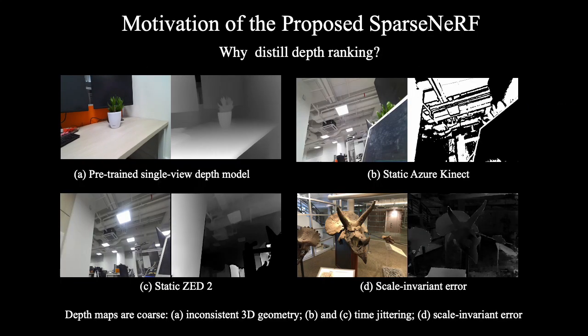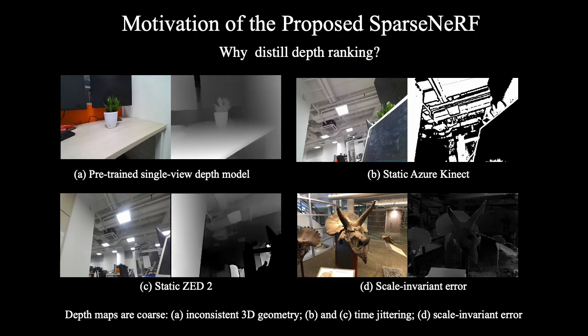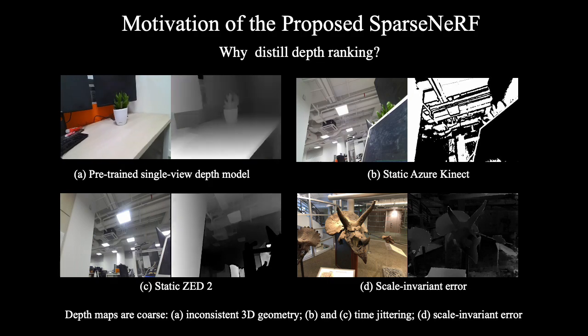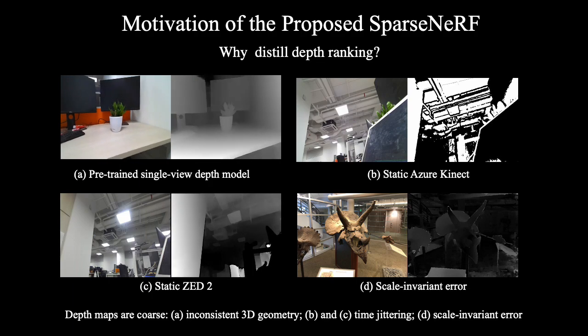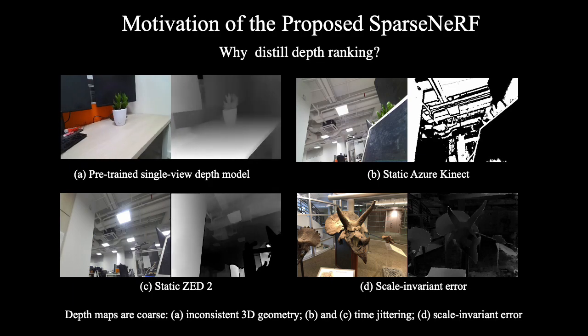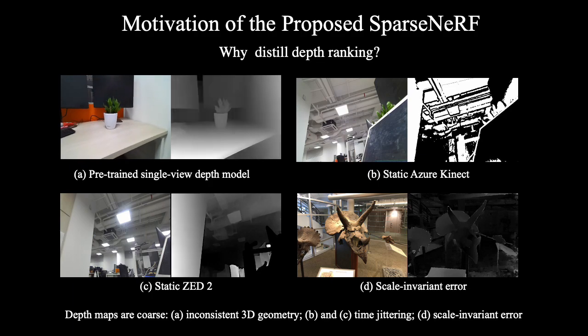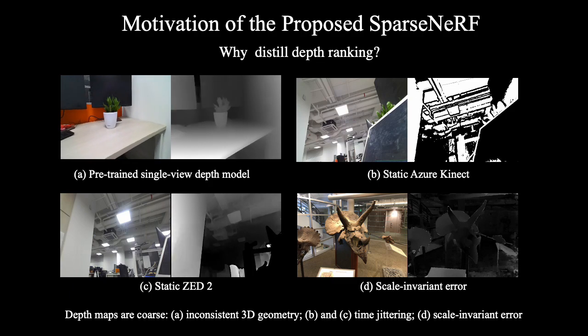One solution to few-shot NeRF is to exploit depth information to improve the performance. However, it is difficult and expensive to collect accurate depth maps. As shown in the videos, depth maps predicted by pre-trained single-view depth models are inconsistent in the 3D space. Depth maps from Kinect and Z2 are not accurate and stable. Moreover, scale invariant errors are obvious in these depth maps.